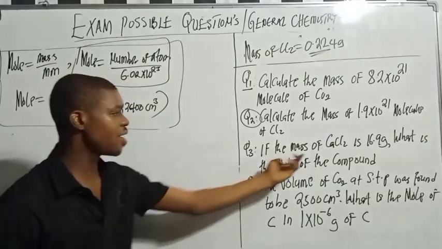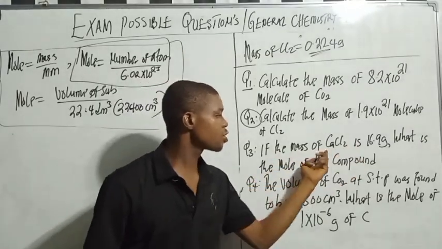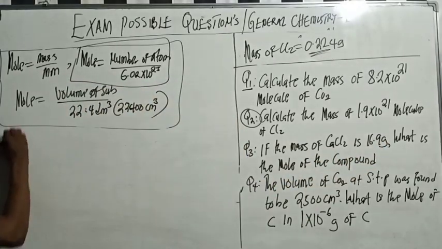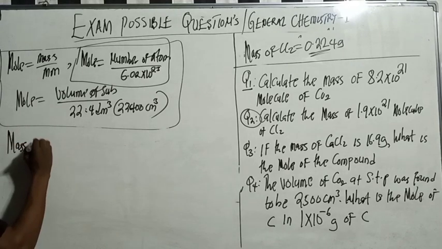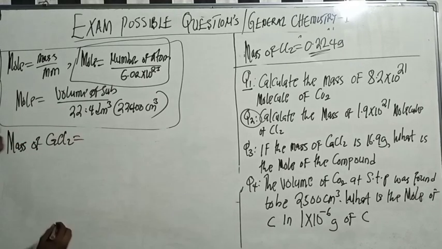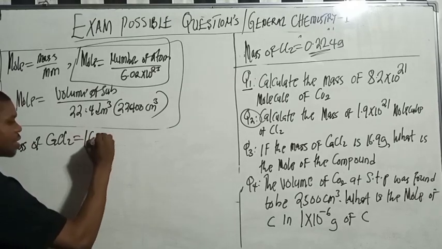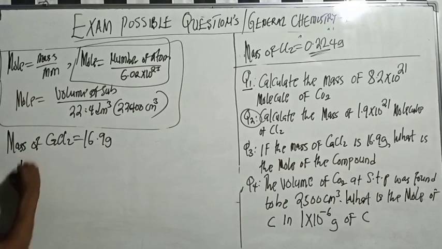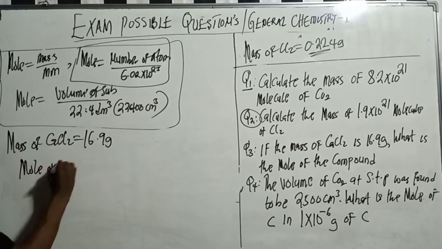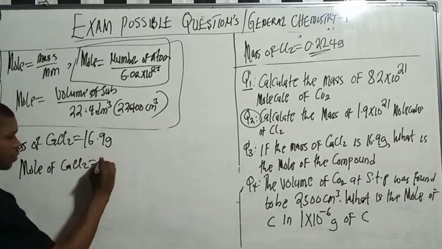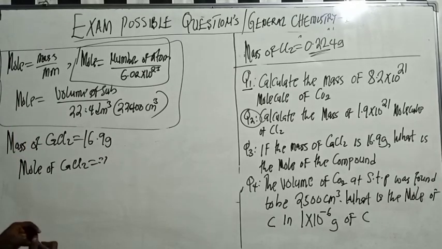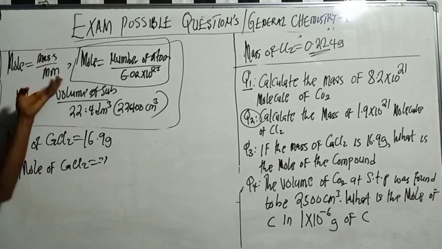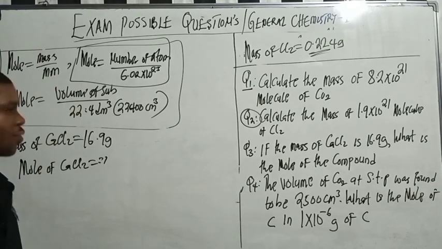Question 3. If the mass of calcium chloride is 16.9 grams, what is the mole? We are asked for the mole of calcium chloride. It's okay. Now we have to use this one here, right? Mole equals mass over molar mass. This one is a little bit easier for us, right?